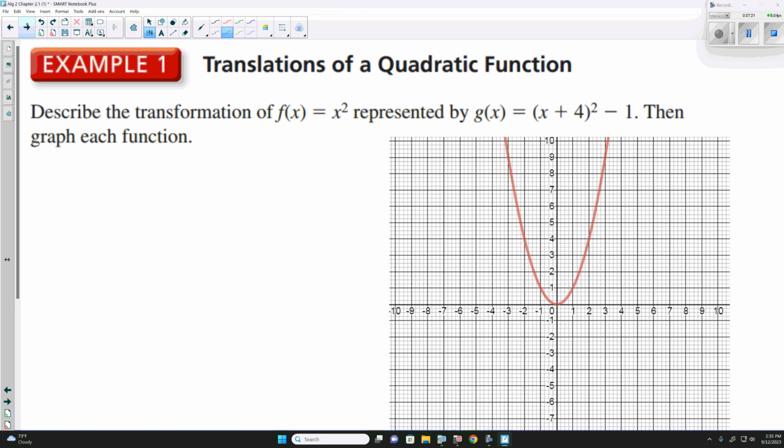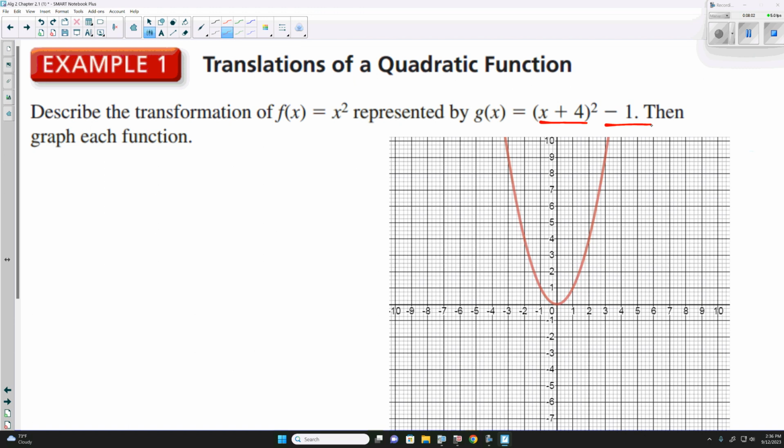Describe the transformation of f of x equals x squared. I gave you guys the graph. By g of x equals (x plus 4) squared minus 1. Now we have two transformations. We have the x plus 4 inside the parentheses, and we have the minus 1. So what's one of our transformations? Do we want to look at the x plus 4 inside the parentheses or the minus 1 first?